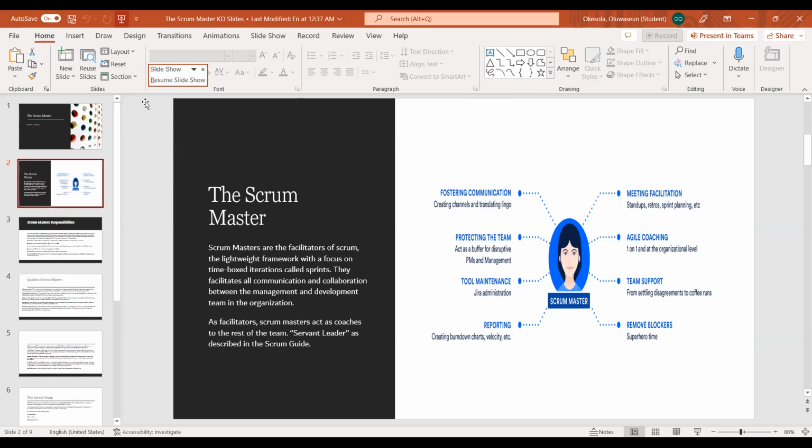So any impediment whatsoever that the team might be facing, it is the duty and responsibility of the Scrum Master to ensure that these blockers are out of the way of the development team. So we might be wondering, what is a blocker? What is an impediment? So access to a tool can be a blocker.